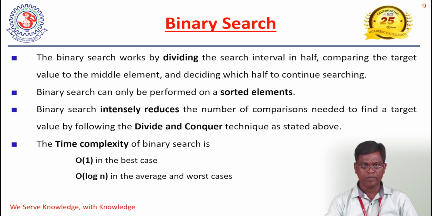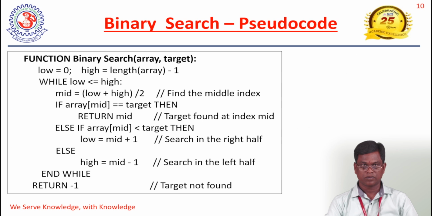We can technically call this approach the divide and conquer technique. Coming to the time complexity of binary search, order of 1 is for the best case, and order of log n is for the average case and the worst case. And here is the algorithm or pseudocode for implementing the binary search process.